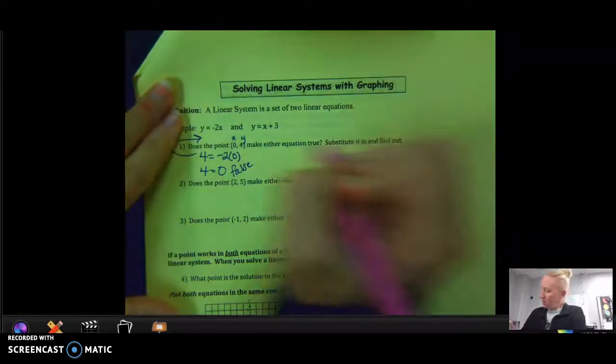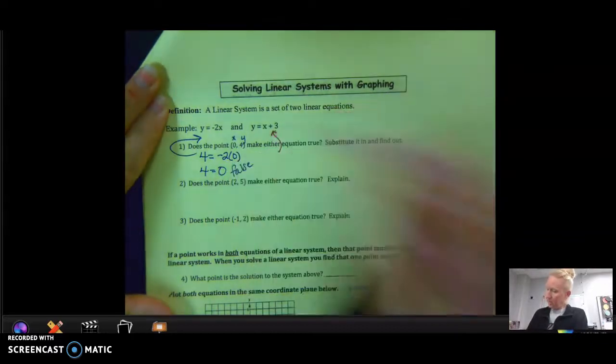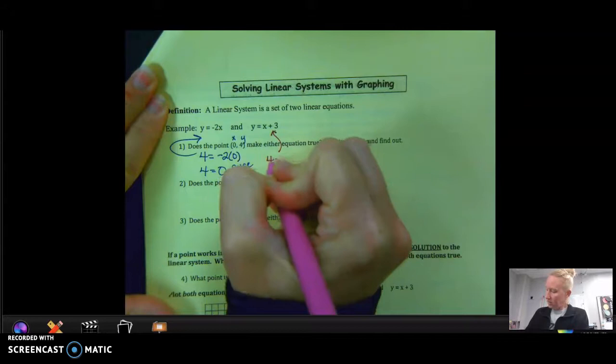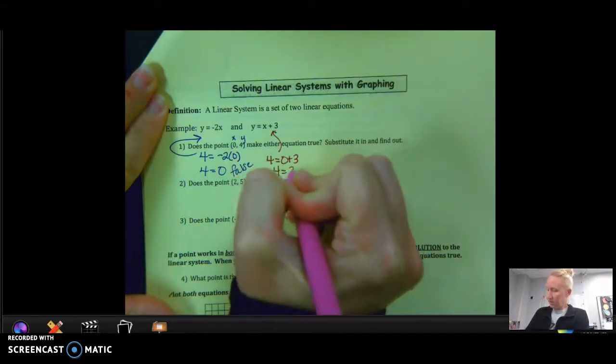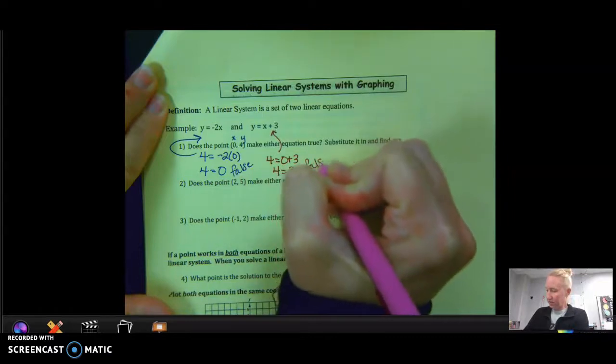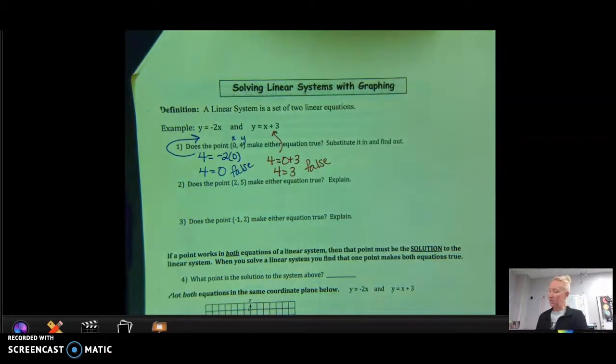Let's plug it into the second equation now. So y is 4 equals x is 0 plus 3. I get 4 equals 3, and that is false. It does not lie on that line, so it does not make either statement true.